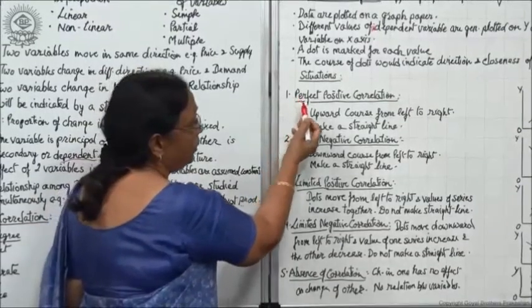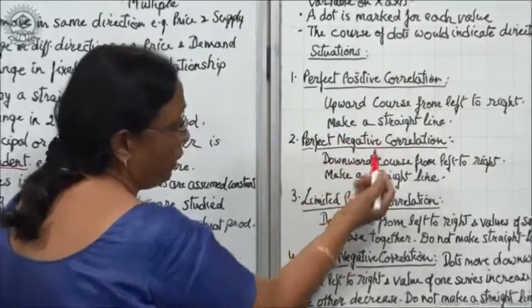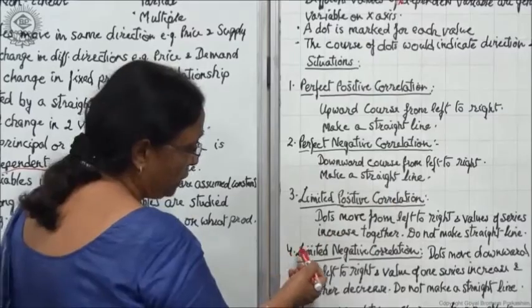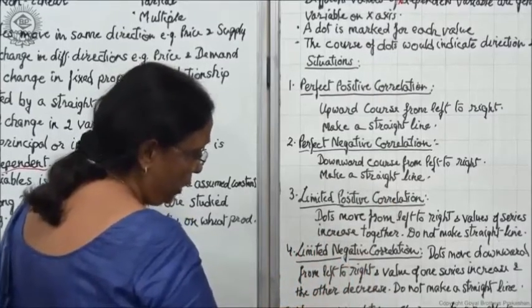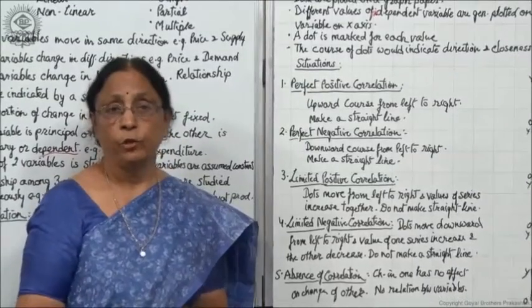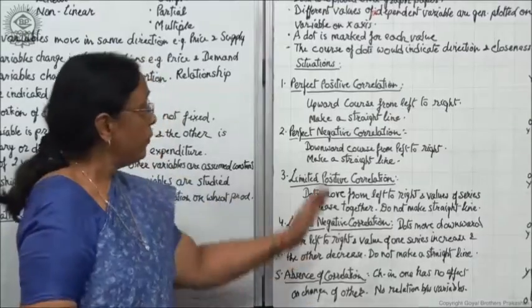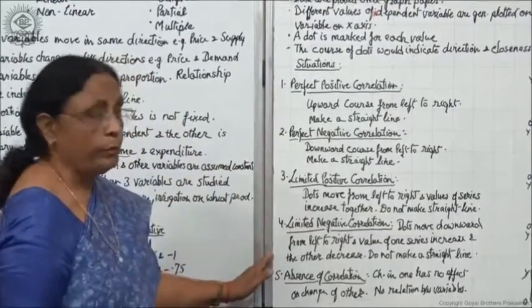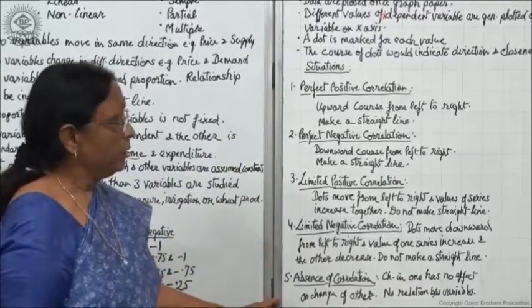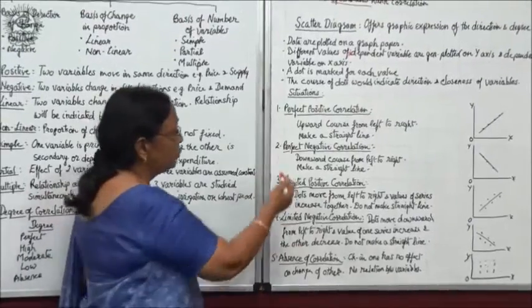First is perfect positive correlation. Second is perfect negative correlation. Third is limited positive correlation. Fourth is limited negative correlation, and fifth is absence of correlation. As I told you, there are 5 degrees of correlation between 0 to 1. Same way here on the graph paper, when we plot the graph and we make the diagram, then we have 5 types of diagrams. Let us see each one.